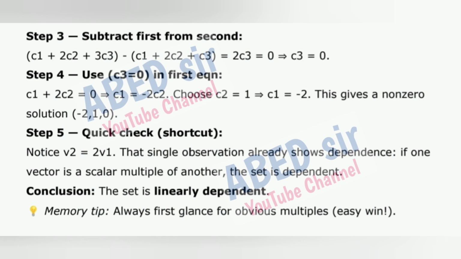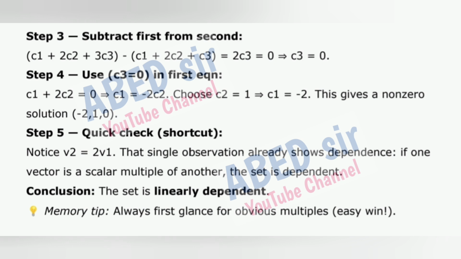Step 4. Use C3 = 0 in the first equation. C1 + 2C2 = 0, so C1 = −2C2. Choose C2 = 1, C1 = −2. This gives a non-zero solution, (−2, 1, 0).